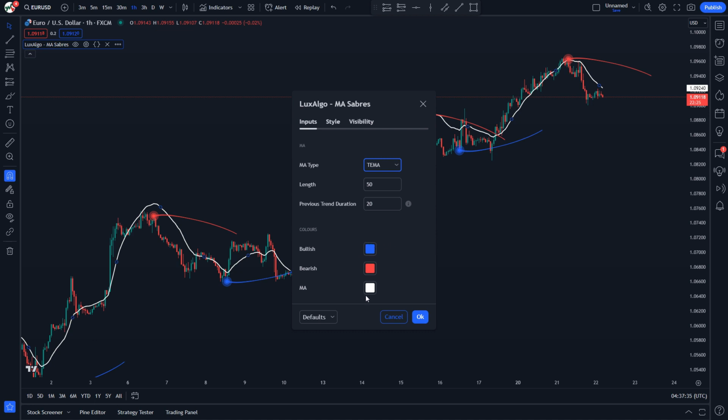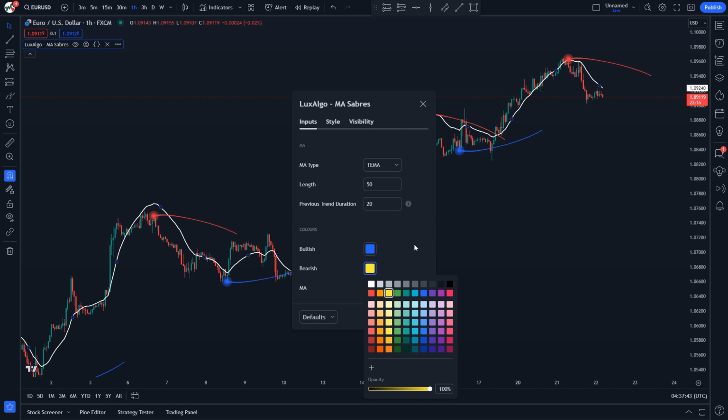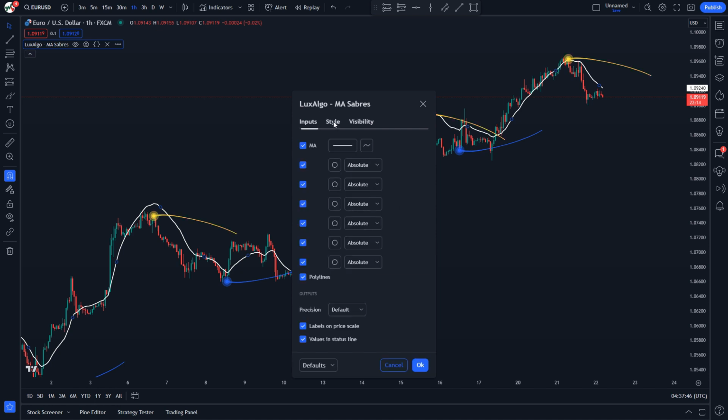For the colors, I prefer to use colors that differentiate the indicator from the candlestick chart. For bullish, saber blue is a good choice, and for bearish, saber yellow is a suitable option. We won't be making use of the MA color, so go to the style tab and uncheck the MA, aiming for clean charts. Lastly, ensure your polylines are active, as inactive ones might make it hard to see the MA saber on the chart. That covers the indicator settings for now.